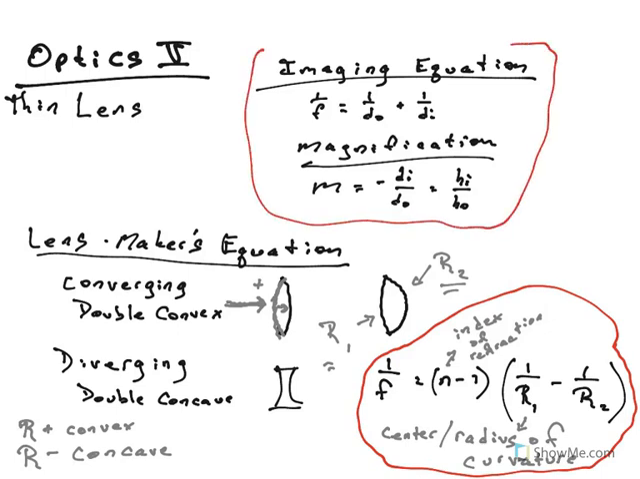These, however, are the main equations: the imaging equation, which we saw with mirrors, as well as magnification. Now, what about the ray tracing? Does the graphical method change here for lenses?